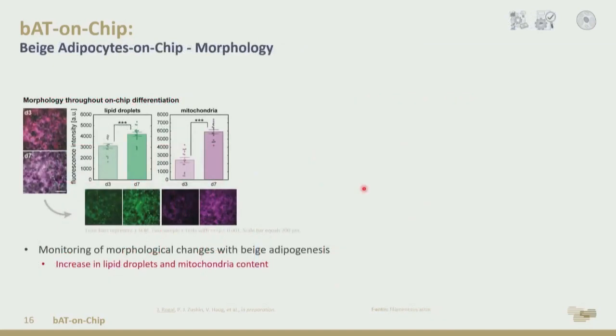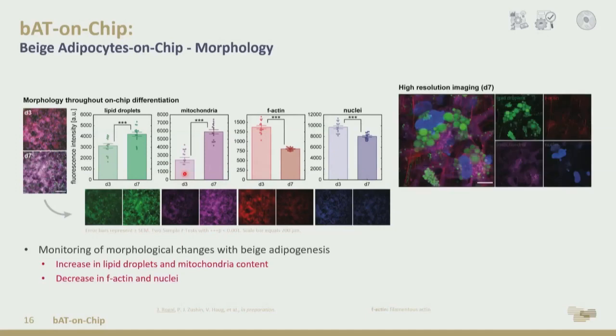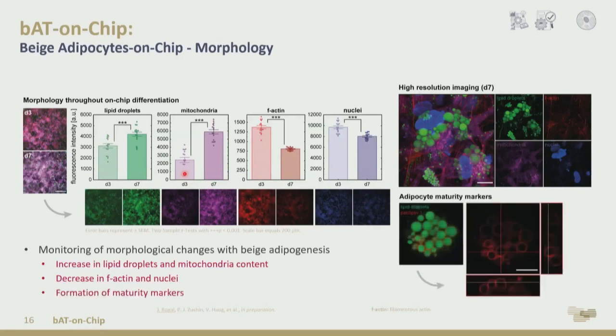We monitored the morphological changes alongside adipogenesis, and we found that lipid droplets as well as mitochondria were increased, while at the same time F-actin and nuclei were decreased. This is how fully differentiated beige adipocytes look on chip, and we also confirmed their maturity by staining for perilipin A, which is also for the beige adipocytes a maturity marker.